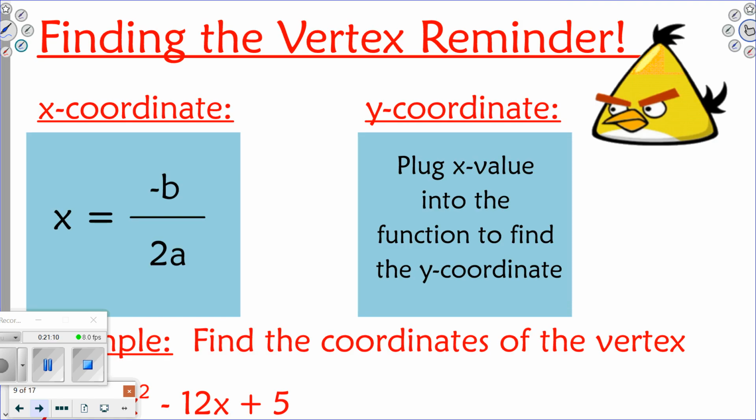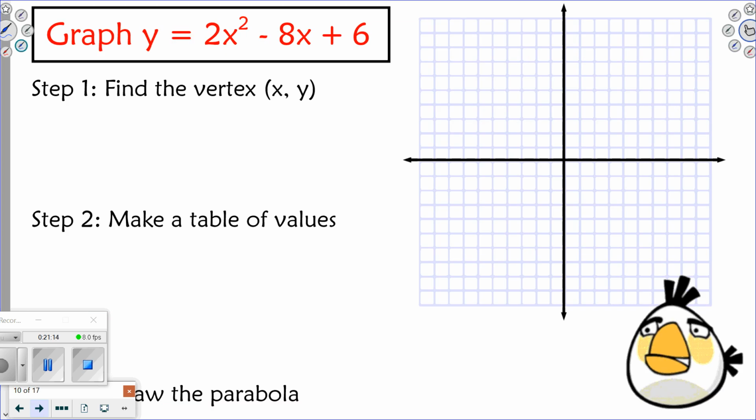So just a reminder, finding our vertex is going to be negative b over 2a. Let's go ahead and try it. So if I asked you to graph y equals 2x squared minus 8x plus 6. Okay, first thing we want to do is find that vertex again. So negative b over 2a. Negative b is 8 over 2 times a. So 2 times 2. So it's going to be 8 over 4, which is 2.